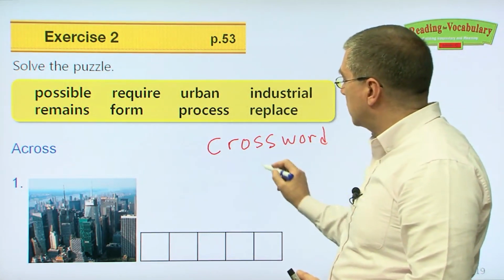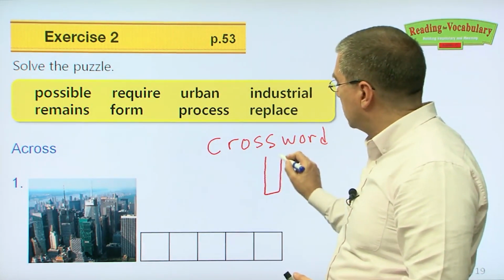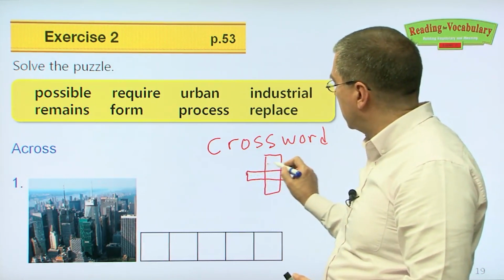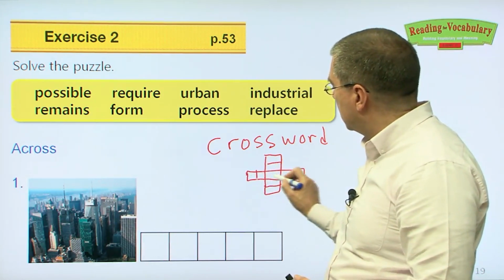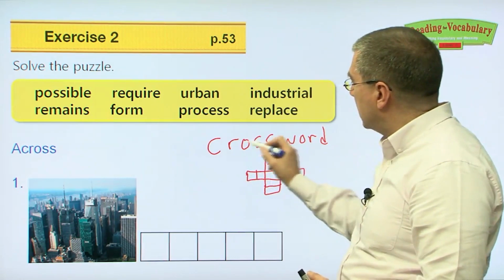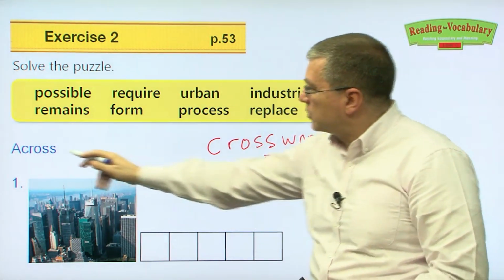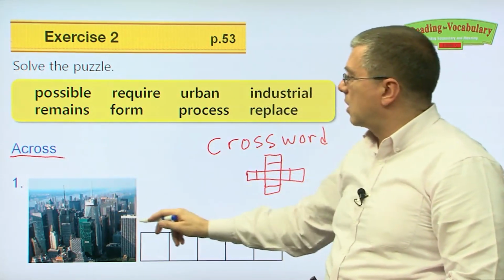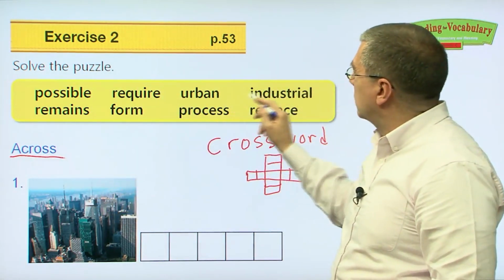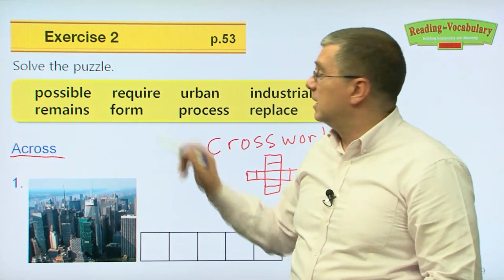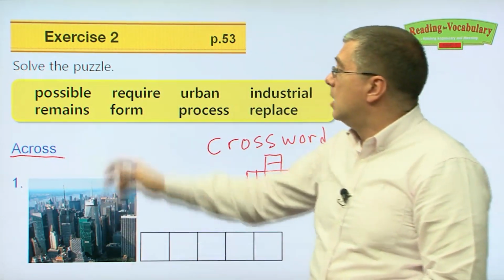We say it's crossword because you have words that go down and you have words that go across, right? And you have to fill in the boxes with the letters. Crossword. One down and across. First, we start with across, the clues for across. Now, these are the words that we're going to put in the crossword puzzle. There are 8 words. Let's go over them first.